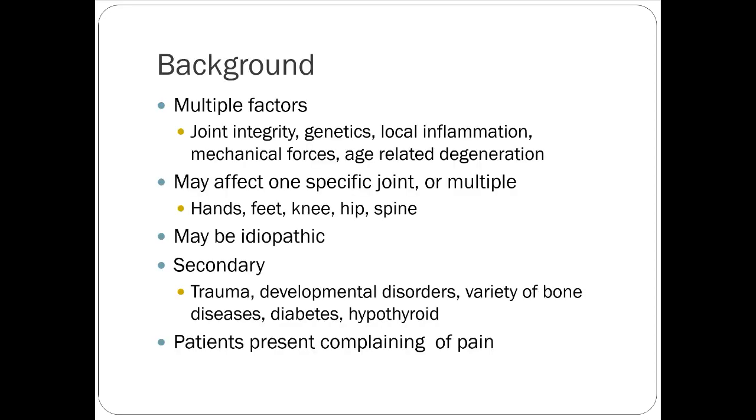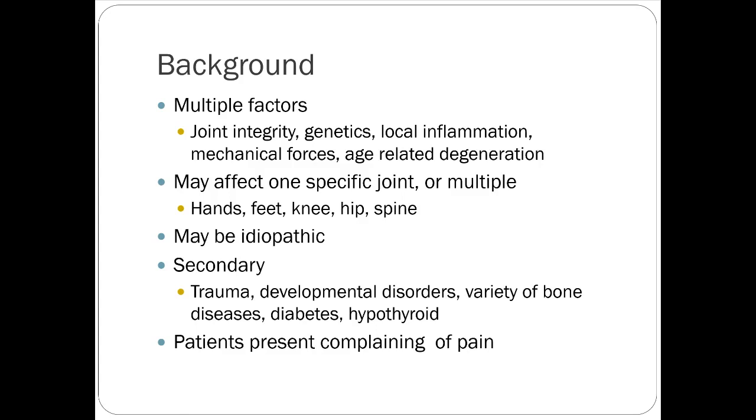Okay, so let's talk about osteoarthritis, one of the most common pain syndromes in most primary practices, and it's just something that happens to most people as they age. So background: multiple factors can contribute to osteoarthritis: joint integrity, genetics, local inflammation, mechanical forces, age-related degeneration. What most people see is just chronic wear and tear on the joints causing osteoarthritis. Most people will be susceptible to osteoarthritis at some point in their life, just as the body wears down over time. It may be idiopathic, though. You might not necessarily have a specific cause.